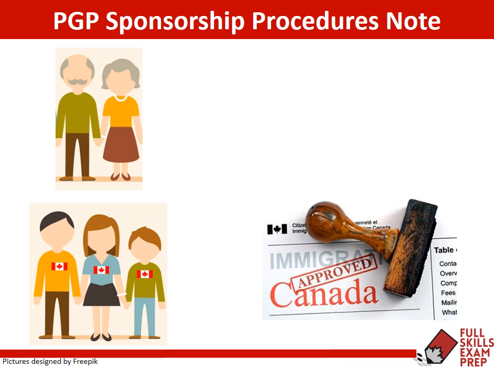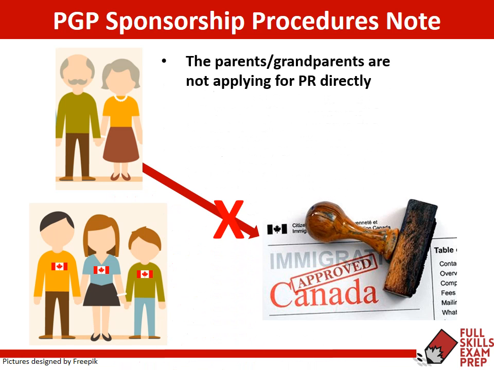Okay, just to touch upon procedures for a couple minutes here. Now, if you have a person who is going to immigrate through the family class as a parent or grandparent, remember that these people, the parents and grandparents, are not applying for permanent residency directly. They're not saying, okay, I have a son in Canada, or I have a daughter or a grandson in Canada. They don't apply directly.